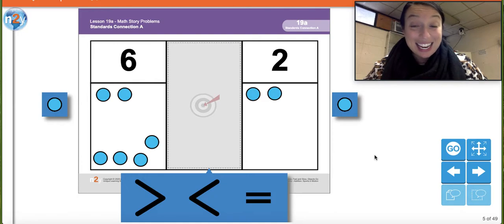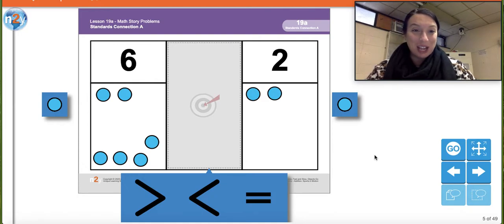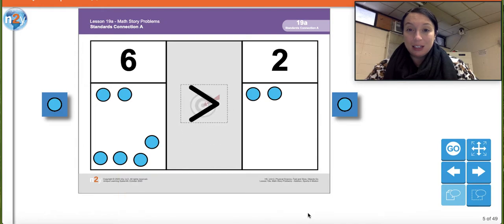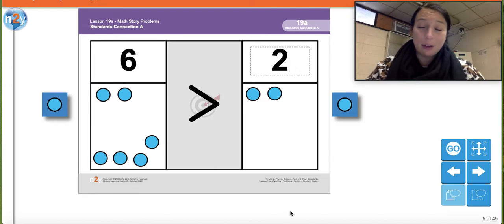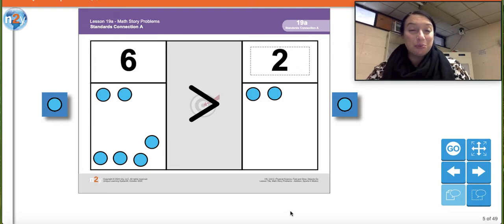You're right, the 6. Good job, everyone. So let's do this. Perfect. Greater than. Greater than. So 6 is greater than 2. So 6 is greater than 2.